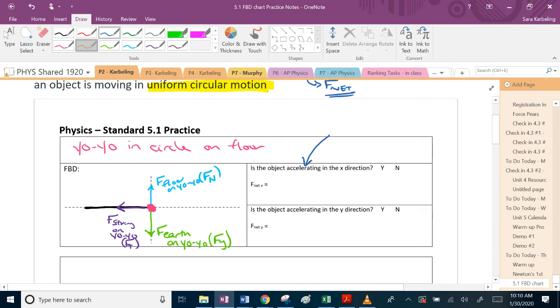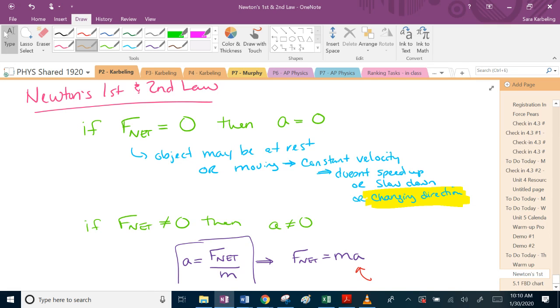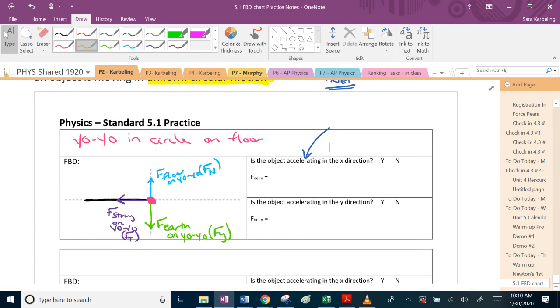Let's remind ourselves what accelerating means. We just said this before. This is why we did it, right? What does accelerating mean? Change of velocity, which means that it's either speeding up, slowing down, or changing direction. Okay? Now, I'm just going to write that down here, and you might want to write it down too. So if it's accelerating, that means that it's speeding up, slowing down, or changing direction.